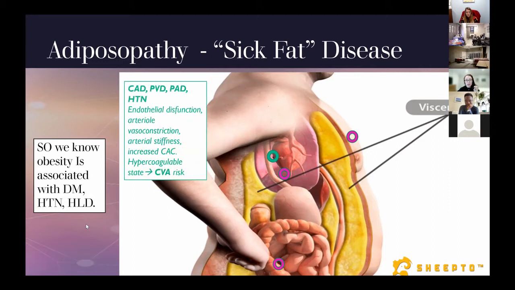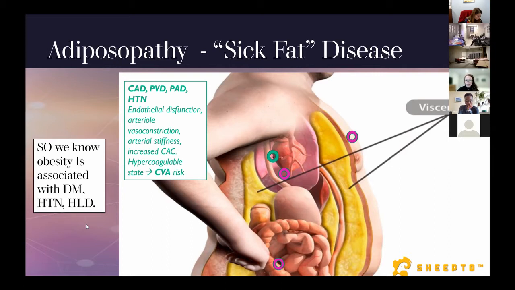Yeah, of course, right? So it's going to cause endothelial dysfunction. It causes arterial stiffness, vasoconstriction, increased coronary artery calcium score. It causes a whole hypercoagulable state. And this is a big reason why it causes CAD, peripheral vascular disease, PAD, and hypertension, right? And of course, when you're in a hypercoagulable state, you're going to increase cardiovascular risk, CVA risk, stroke risk, right?